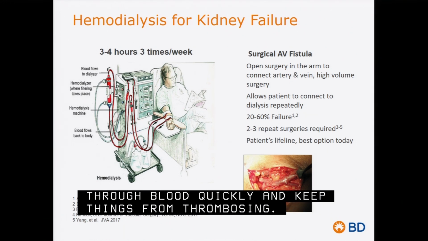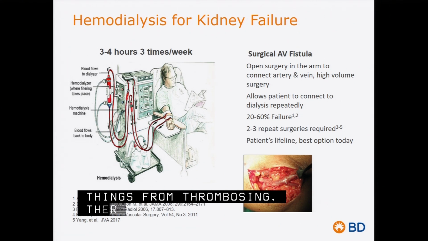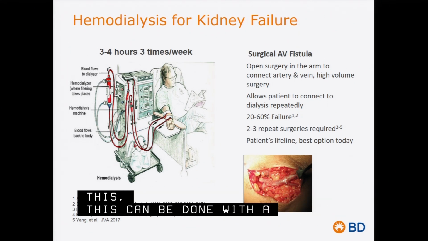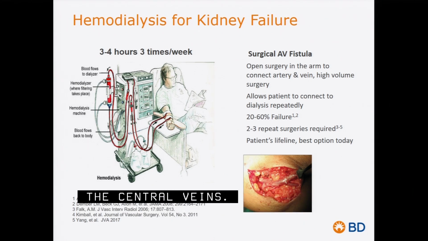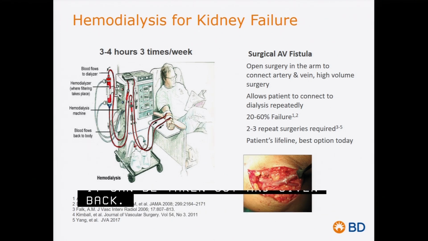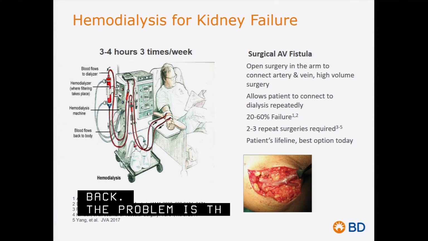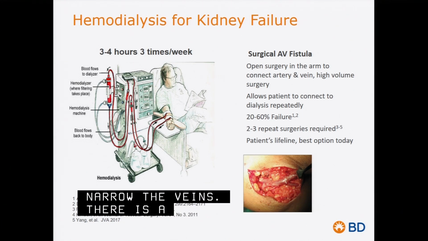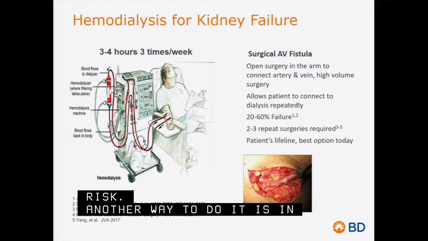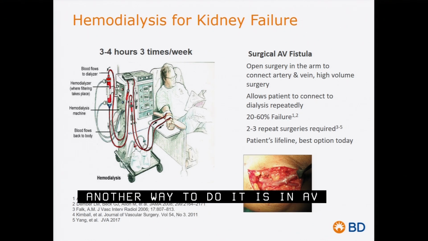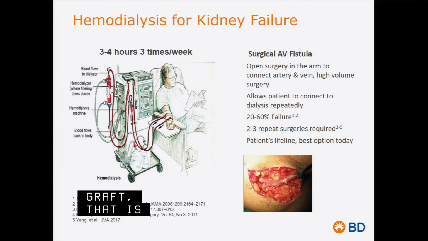This can be done with a catheter, which is placed into the central veins. It's a large blood pool, can be taken out and given back, but the problem with the catheters long-term is they tend to narrow the veins. There's also a high infection risk. The other way to do it is with an AV graft, which is a prosthetic graft that's sewn between an artery and a vein. Then that's cannulated 3 times a week to do the dialysis, but the problem with the AV grafts is there's a high infection rate. They also tend to thrombose early, so they're not as durable.